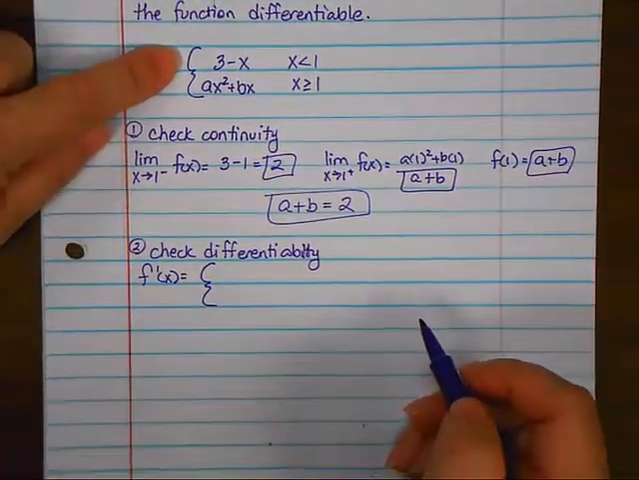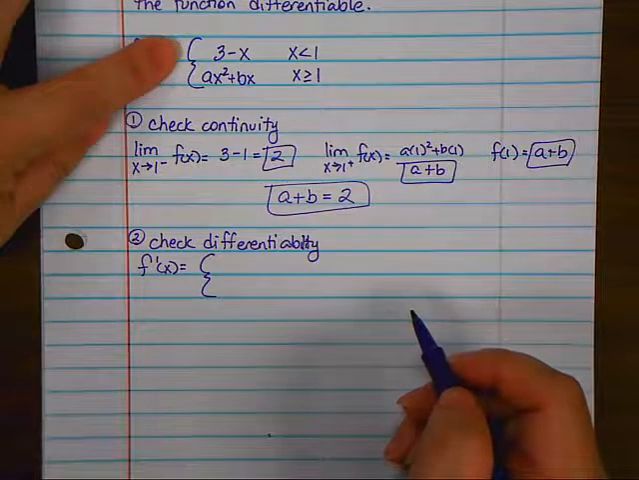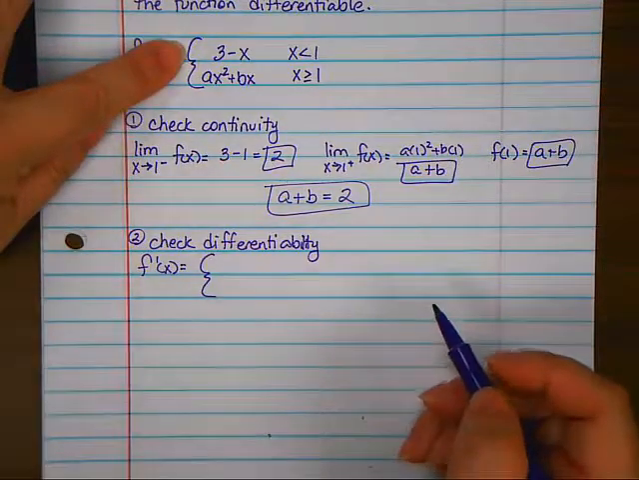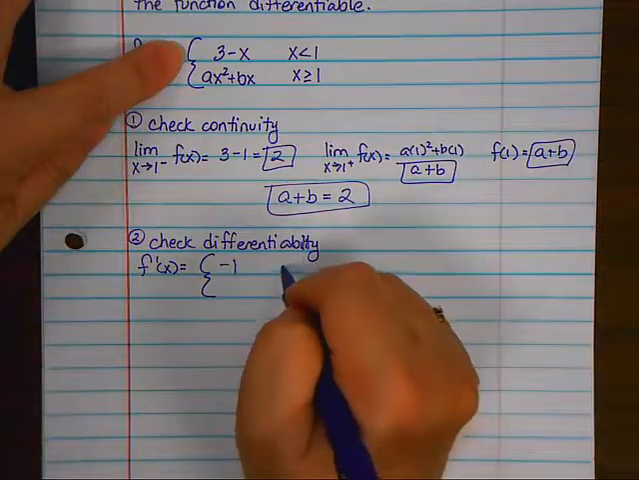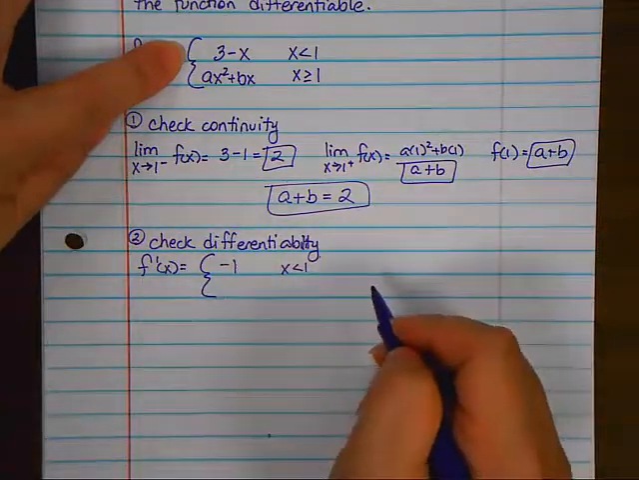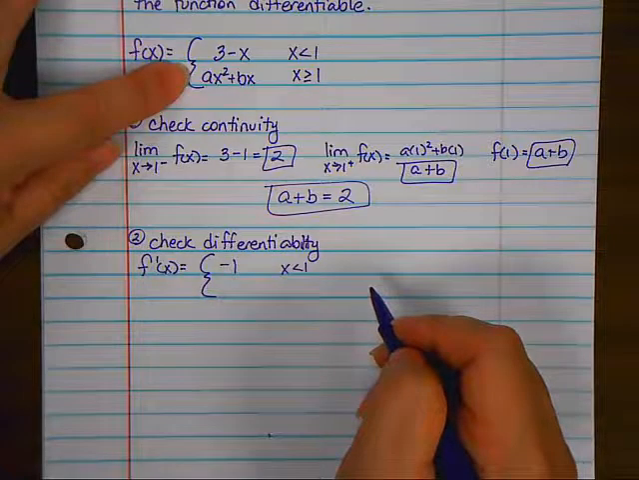I have to pick up the pace a little bit to make sure I get done. What is the derivative of the first equation? Negative 1, x is less than 1. Remember, don't put equals on any of these. Ooh. Derivative of the second piece.